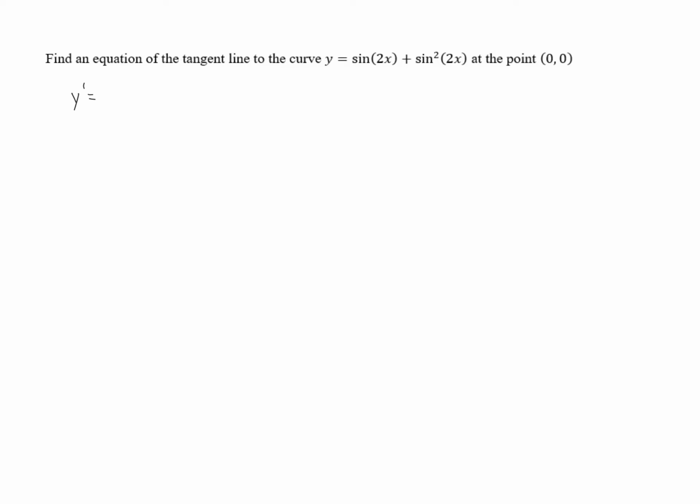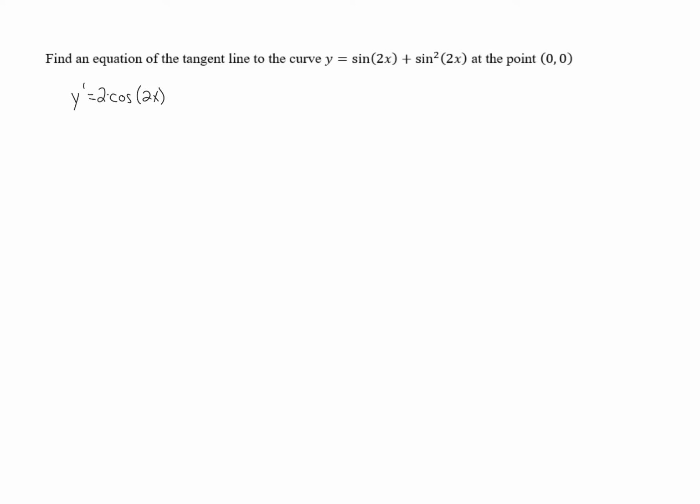Let's take a look here. We're going to use the chain rule for each of these. The first one, we just need the chain rule once. The derivative of sine of u is cosine of u. So we're going to have cosine of 2x times the derivative of the inside. The derivative of 2x is 2. I'm just going to stick that 2 out front for now.